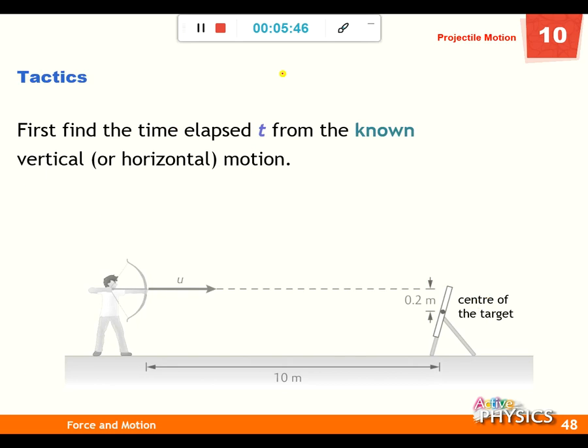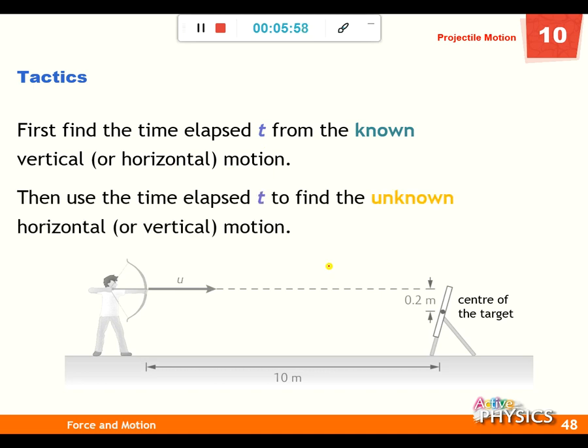And also here, the time for the vertical motion, you can get it: 0.202 seconds. Then you should use this time to find out the unknown horizontal motion. It means that you know the time for this projectile to move downward to the same level as the target. At the same time, the path may be like this.